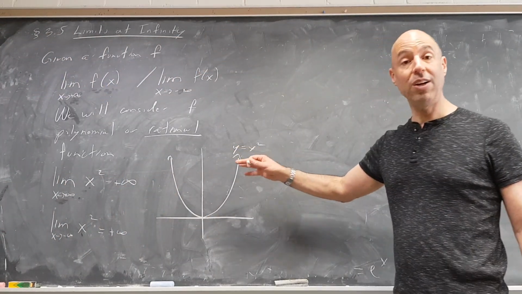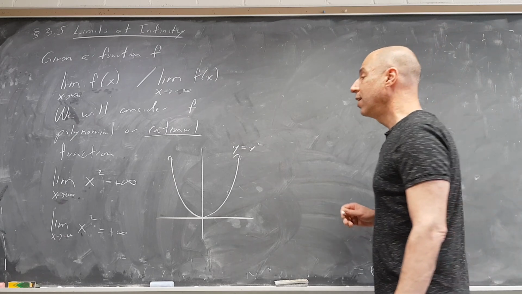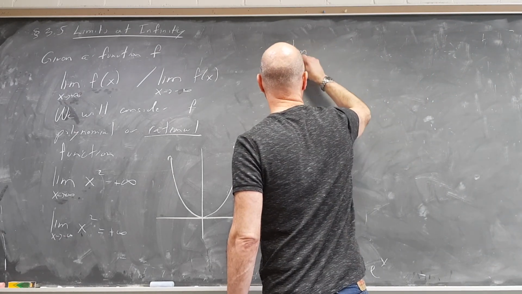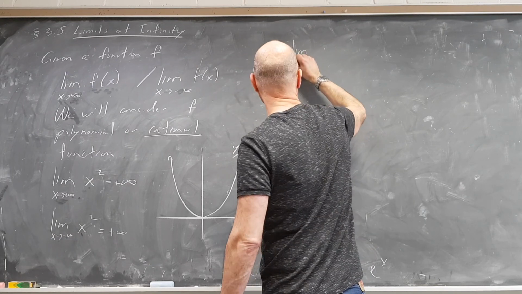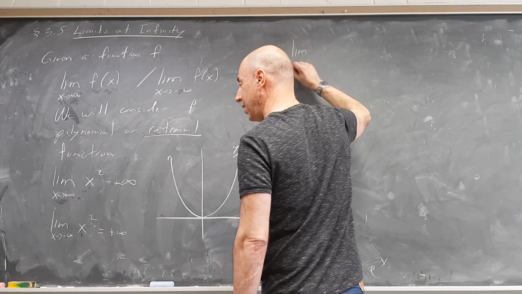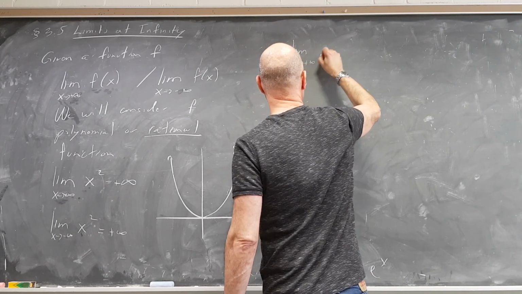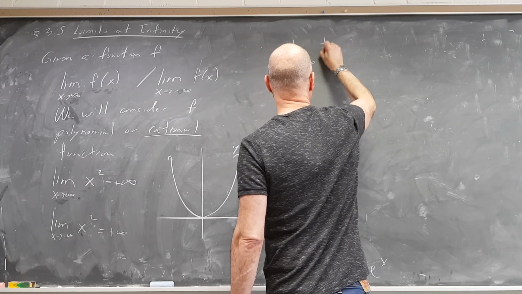Let's take a look at an example that's not so obvious. This time I'm going to take a look at a rational function. Well, let's take a look at another relatively simple example before we get really complicated. Limit as x goes to plus infinity of 1 over x.